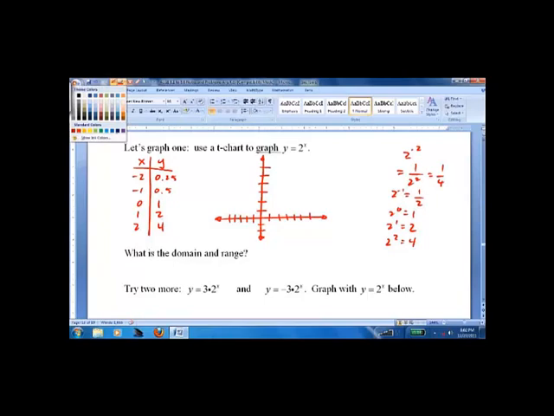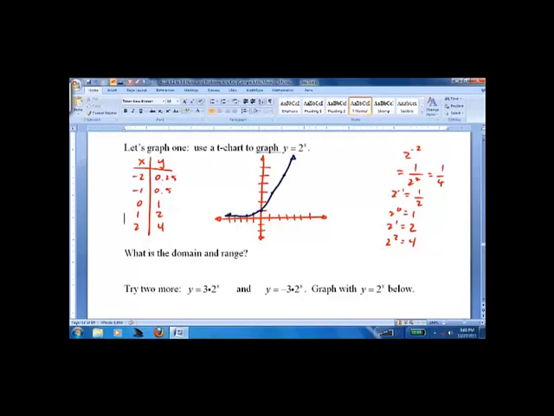So we graph it and we get this. Out at negative 2, we're at 0.25. At negative 1, we're at 0.5, then 1, then 2, then 4. And that's what we call exponential growth. It starts getting bigger slowly, and then it just takes off.